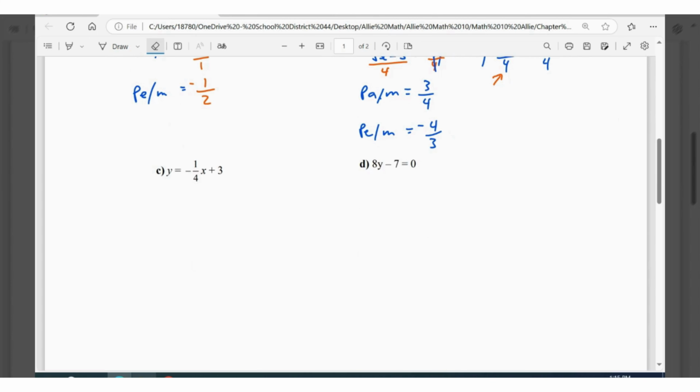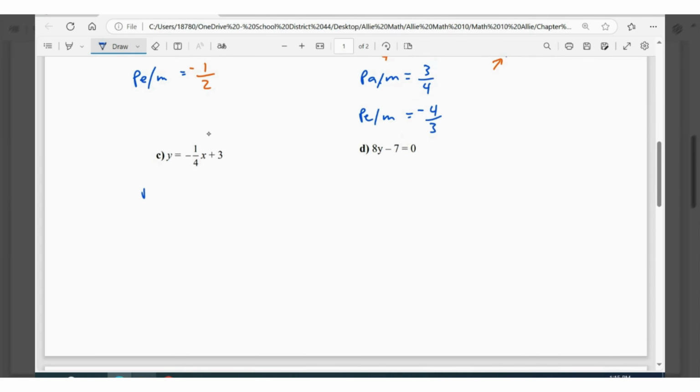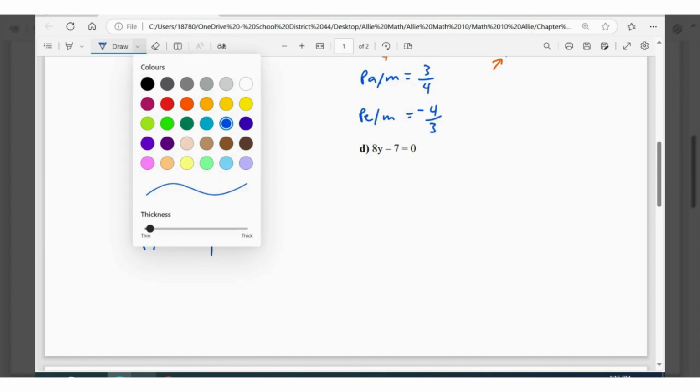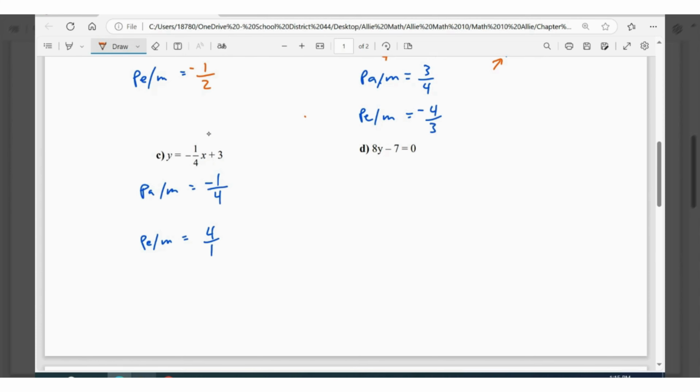Let's do the next one. It's already in slope-intercept form, so that's helpful for us. Our parallel slope would be just the same, -1 over 4. And our perpendicular slope needs to be flipped, so 4, or 4 over 1 if you want to show it. And it's negative. Our original one was negative, so now it becomes positive. You could write it as just 4.